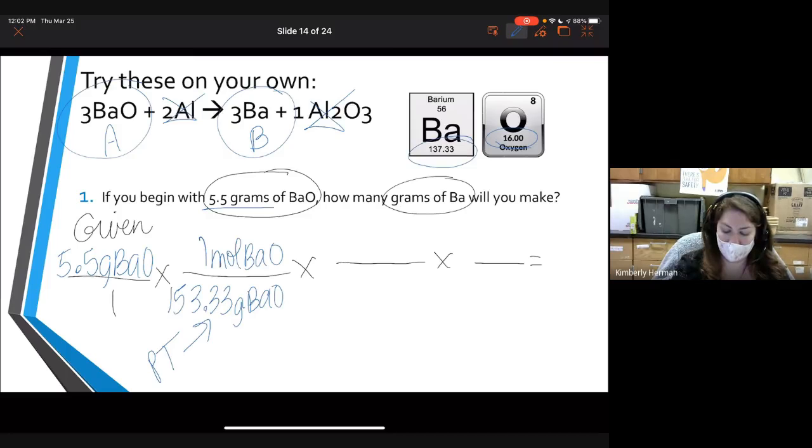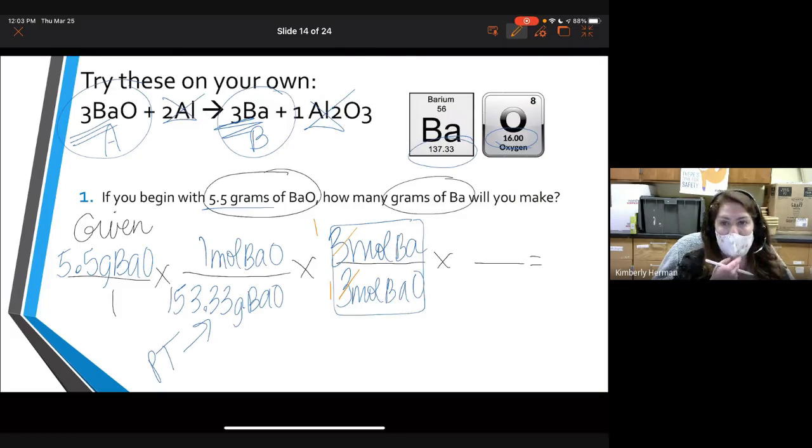So now we go to our next step, which is going to be our mole ratio. So if we look at BaO, we'll see that there are 3 moles of it to go on the bottom. And then if we look for Ba, we also see that it's 3 moles of Ba. So if we want to, we can simplify this to 1 to 1. I'm going to do that to make the math a little bit easier as we're going through it.